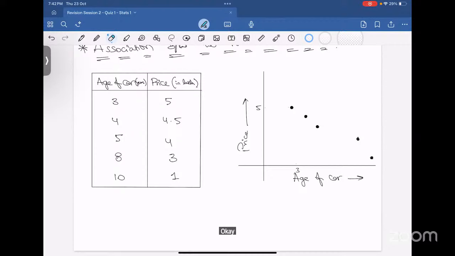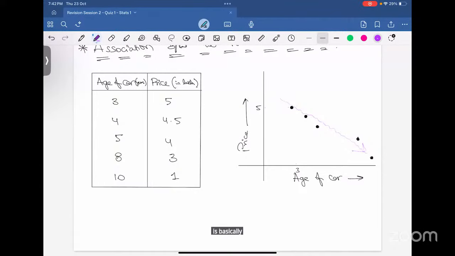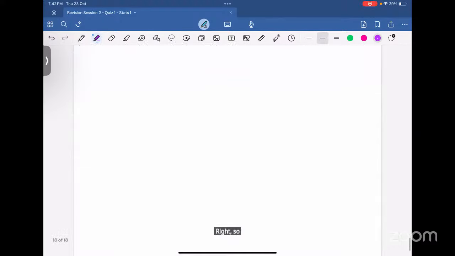Now looking at the graph itself, we can clearly see that as the age increases, the price is dropping. So that means there is some relation between these two. But we can't just say orally there is some relation or how much the relation is. How do you measure this relation? It is basically computing the covariance and correlation. How do I compute the covariance? Again, for variance we had population variance and sample variance. Similarly for covariance, we have population covariance and sample covariance.